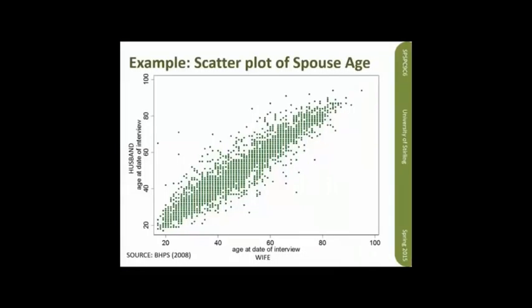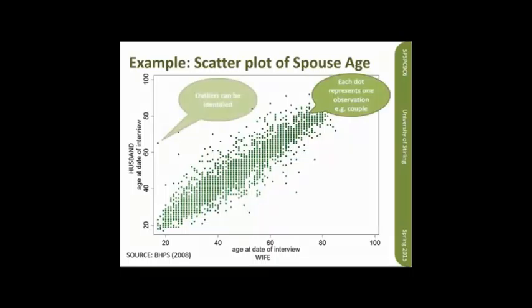So here's an example of a scatter plot of spouse age. So this is the age of the wife. This is the age of the husband. This is data from the British Household Panel Study from 2008. And so each dot here is a couple, and you can read off the age of the wife and the age of the husband from the position of the dot.